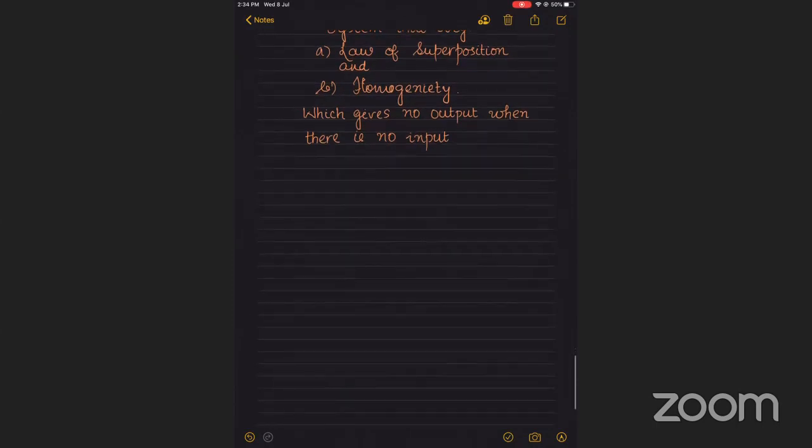A linear system has a behavior which is analogous to a straight line passing through the origin. If I take this to be the input and this to be the output, then when you give zero input, the output is also zero. Is that clear? This is what we mean by a linear system.